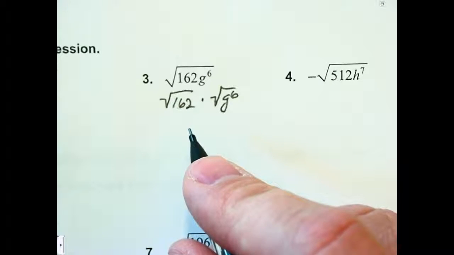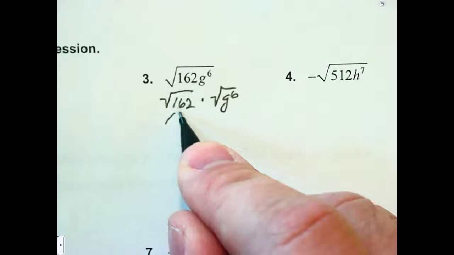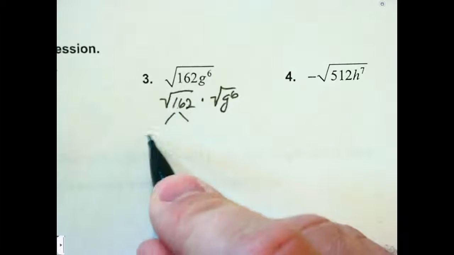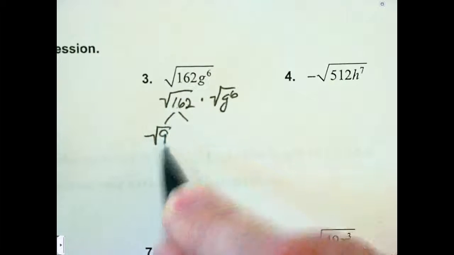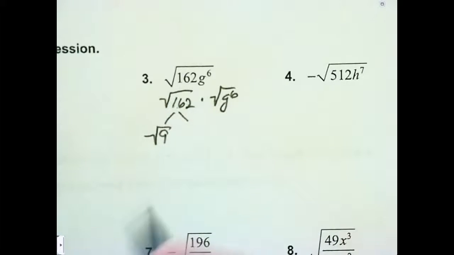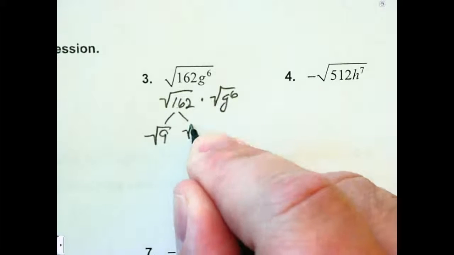So, one way to do this then is to break it into 9. Use 9 here. Square root of 9. 9 times what is 162? Happens to be 18.